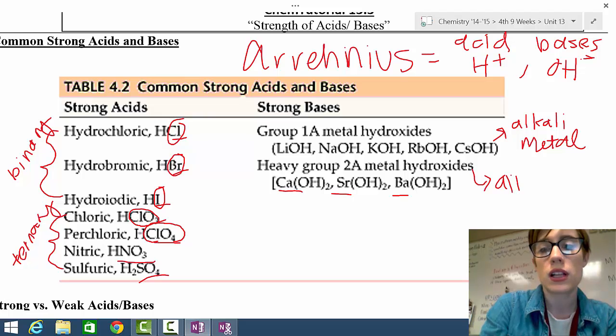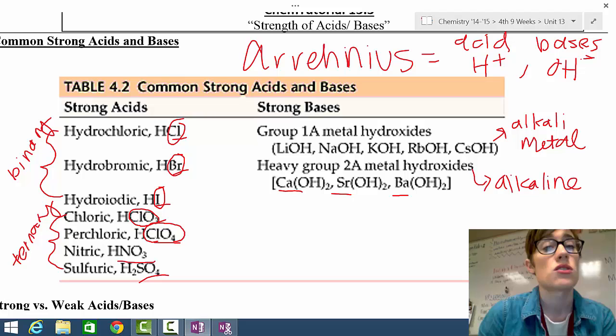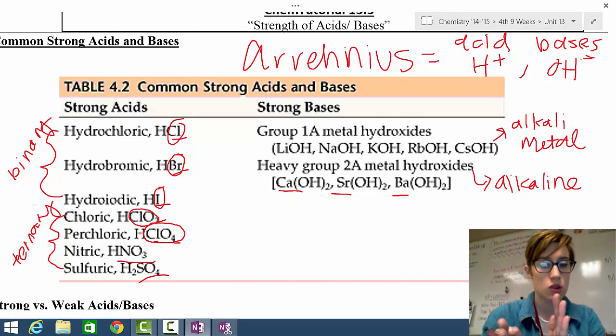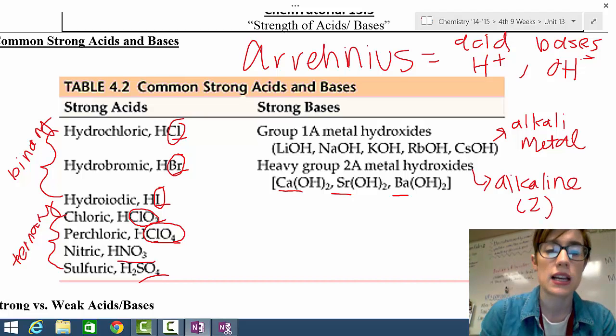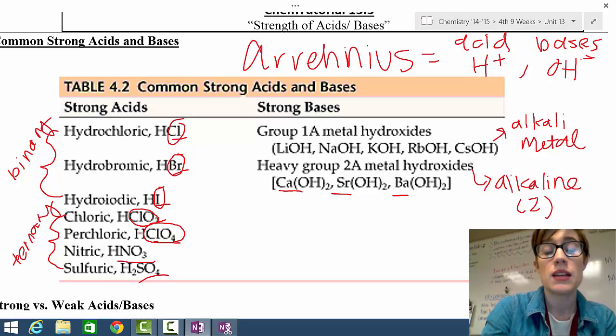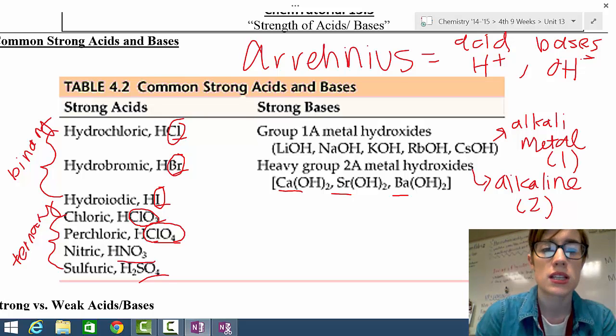those are called the alkaline earth metals. Those, when they pair with hydroxides, they are also considered strong bases. But remember, that's not anything in group 2, okay? It's just a few select ones. And then really anything in group 1 pairing with hydroxide is also a strong base.